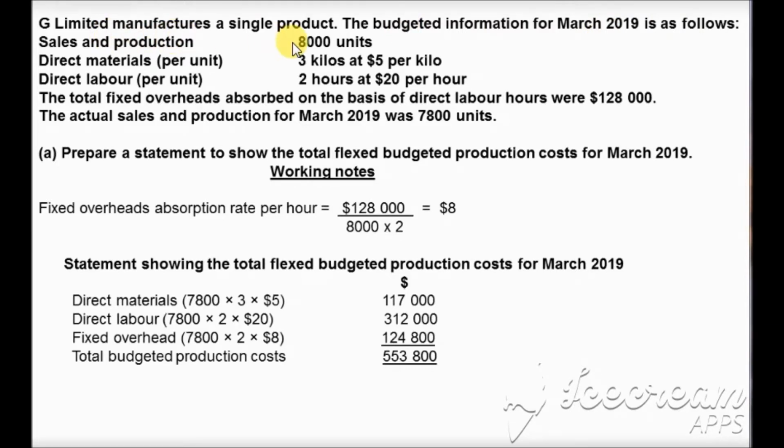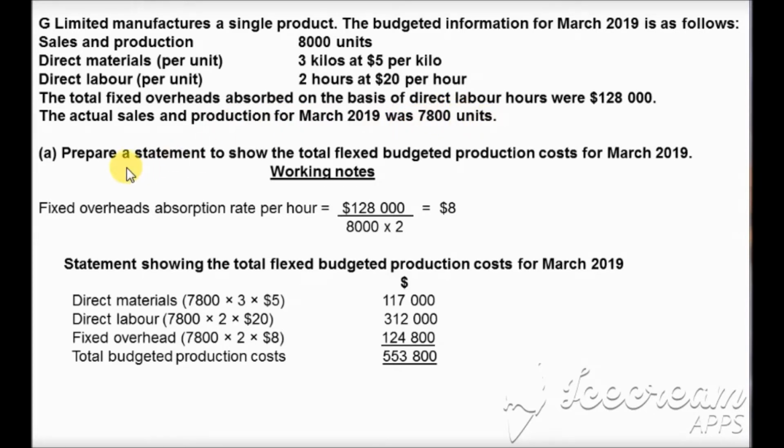Sales and production is 8,000 units. Direct material per unit is 3 kilos at the rate of $5 per kilo. Direct labor per unit is 2 hours at the rate of $20 per hour. The total fixed overhead absorbed on the basis of direct labor hours was $128,000. The actual sales and production for March 2019 was 7,800 units.